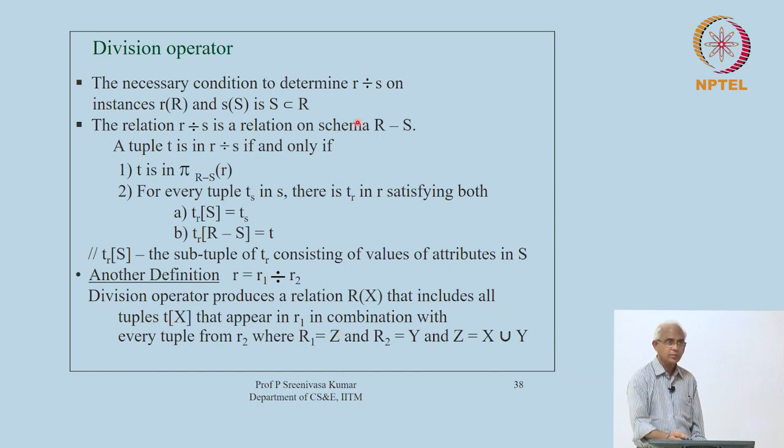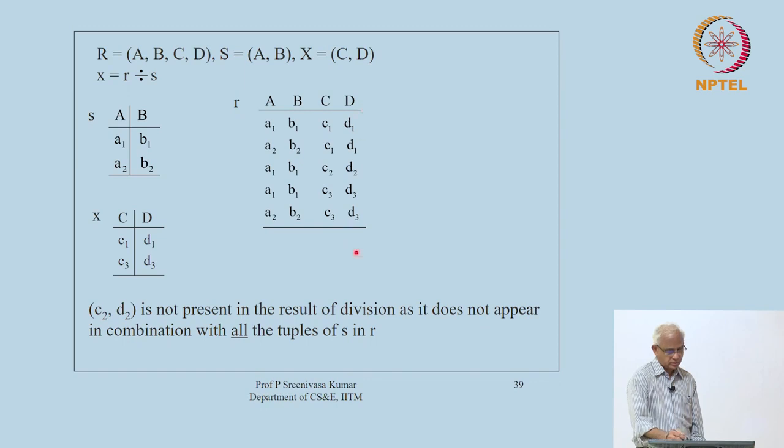Any questions here? Have a look at the example again if you want. So the result is R minus S, which is CD and so on. So C2 D2 is not present in the result of the division, as it does not appear in combination with all the tuples.